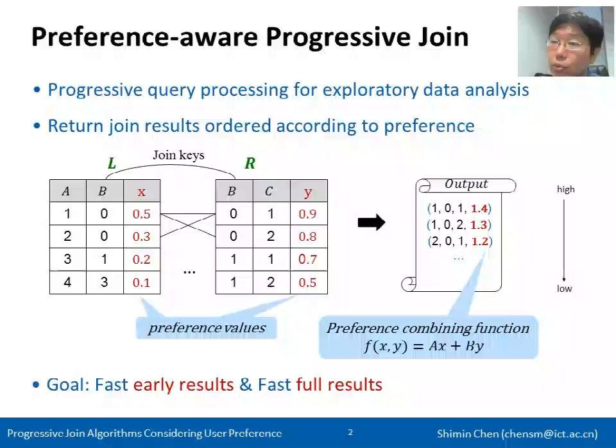We follow previous work to mainly consider the case where input tables are sorted by preference values. To compute the preference of the join results, we can use a linear function, which is the most popular preference combining function. Please see discussion about other combining functions and how to support unordered inputs in the paper. Our goal is to achieve both fast early results and fast full results.